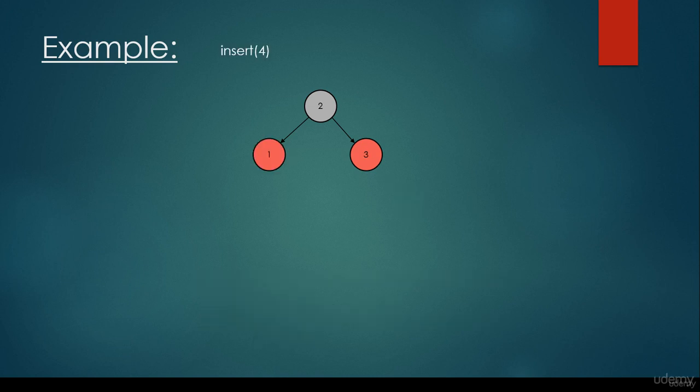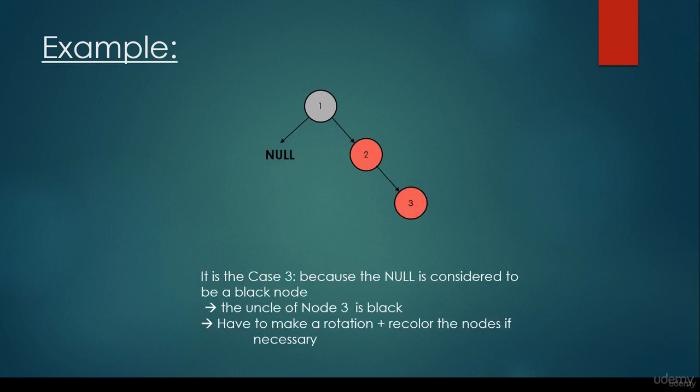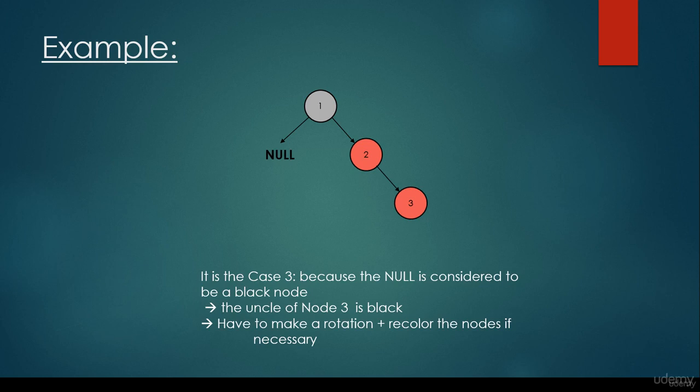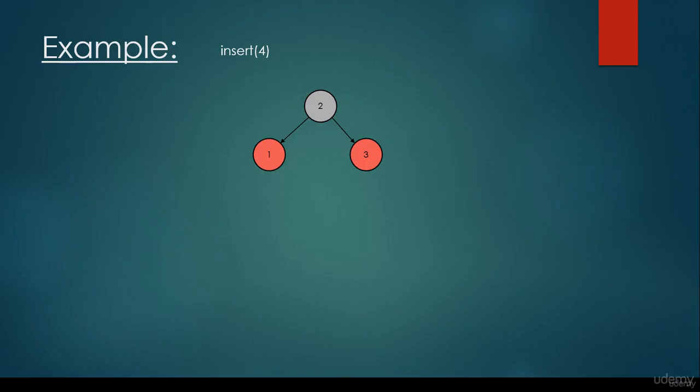So we just have to make a left rotation, and as you see we have to make some recoloring, because the 2 is going to have the color black. This is exactly the case 3, and it is a valid red-black tree because the root node is black, and the left child and the right child are going to have the color red, so it is valid.